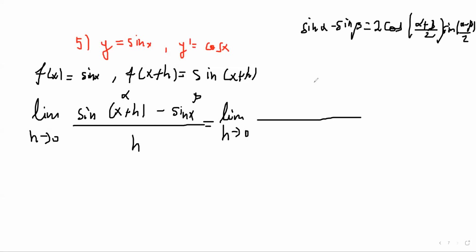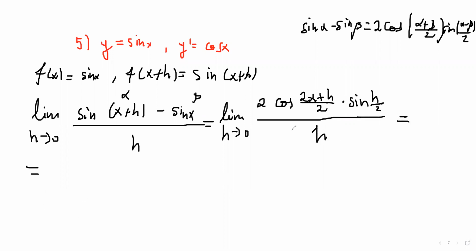So it's going to be something like this: 2 cosine of x plus h plus x, divided by 2. You can see here, for cosine, we get plus. Let me correct it. So it's going to be cosine of 2x plus h divided by 2, times sine of the difference, x plus h minus x. So the x's are cancelled, sine h over 2, divided by h. I hope this time I wrote correctly.